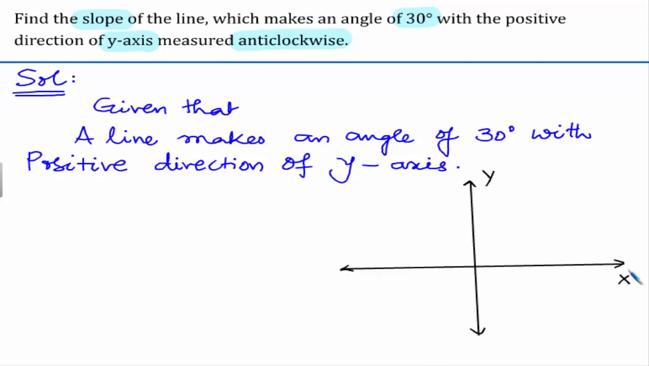Here it is x-axis and y-axis. There is a line like this which makes 30 degrees angle. Here is 30 degrees with the positive direction of the y-axis and it is measured in anti-clockwise. So this is 30 degrees. We all know that this is 90 degrees. Then obviously this angle will be 60 and this will be 120.